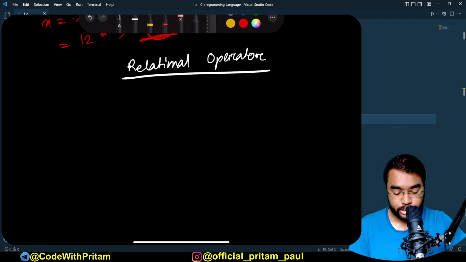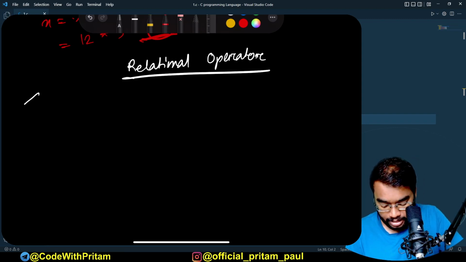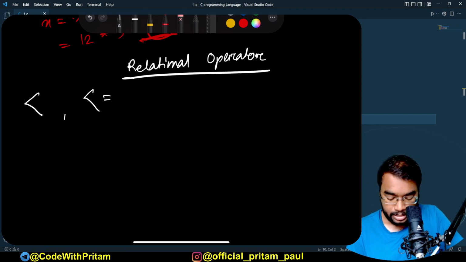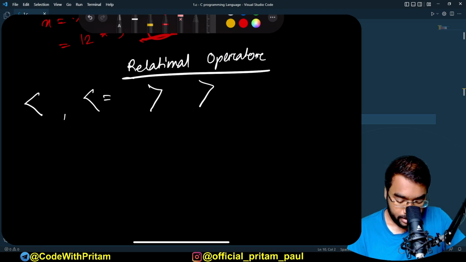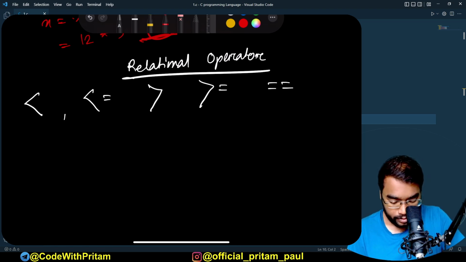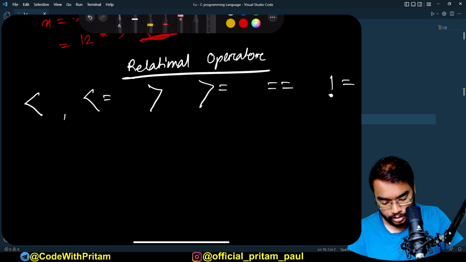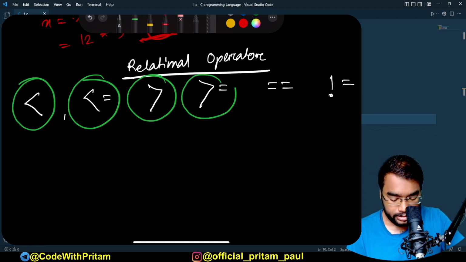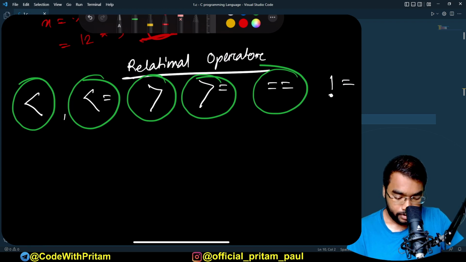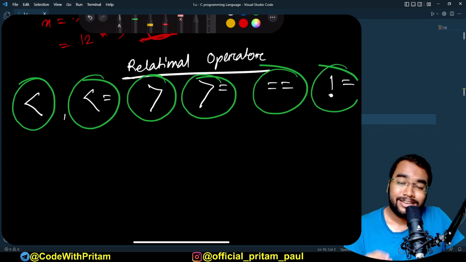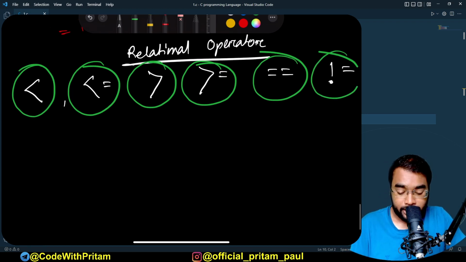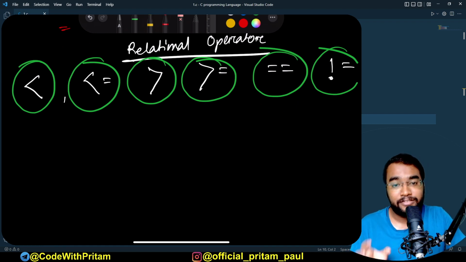Let's talk about the relational operators. Relational operators are less than, less than or equal to, greater than, greater than or equal to, equal, and not equal. Now what are relational operators actually? Relational operators are used to determine the relation between two variables, constants or expressions.